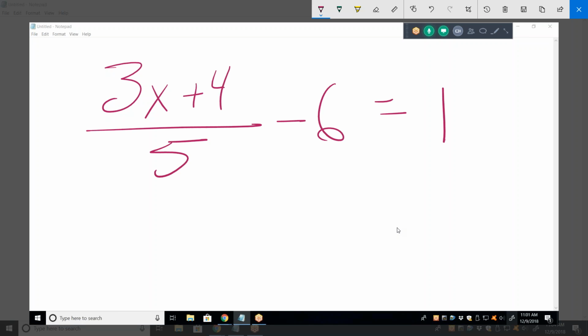Here we've got a combination of things. We still only have one x, and everything else is numbers. Don't we subtract? The sequence that you do these in is vital. The first thing that you can easily get rid of is what? What's the easiest thing to get rid of on the left side of the equation?